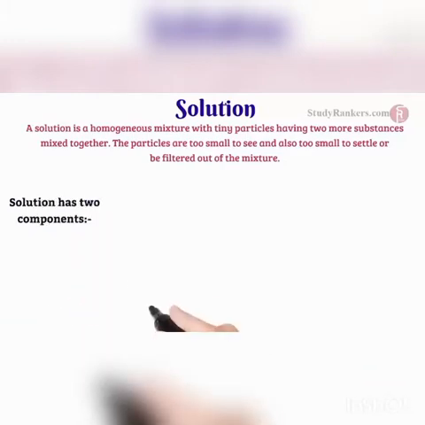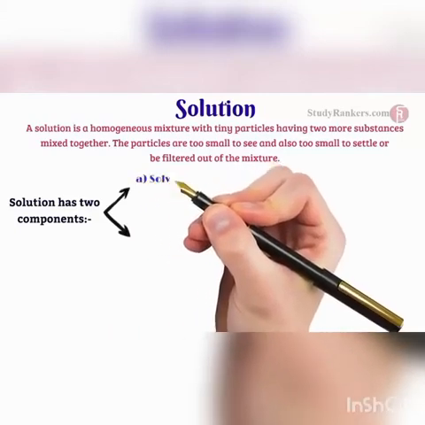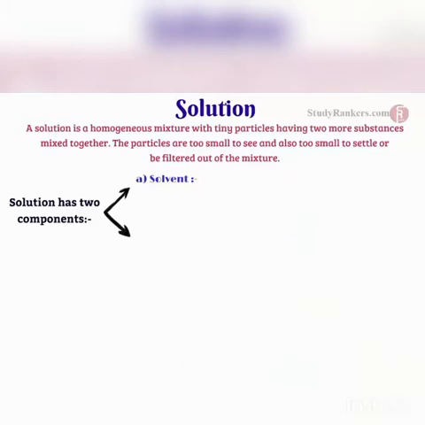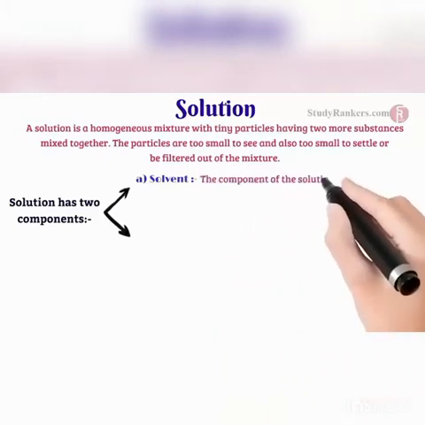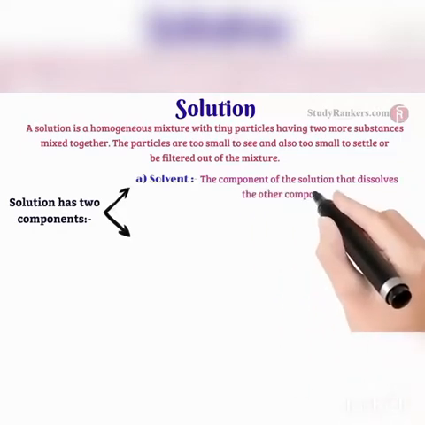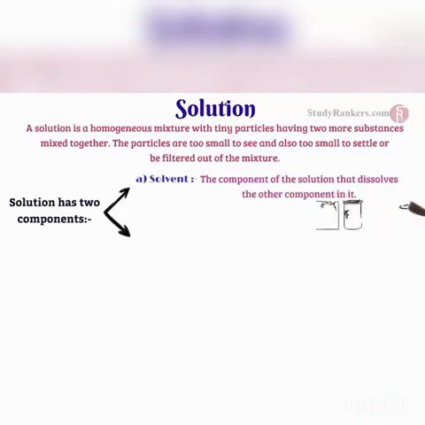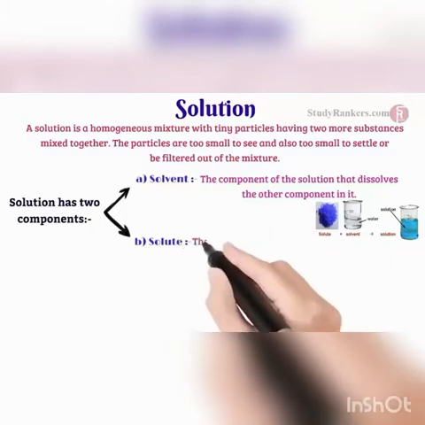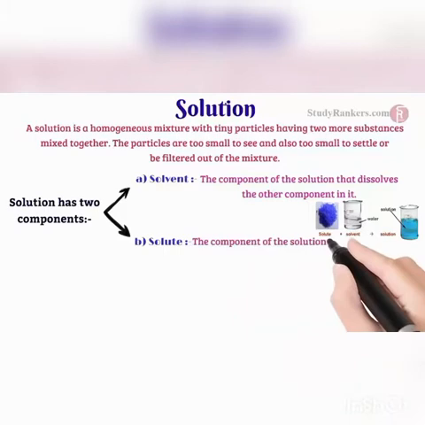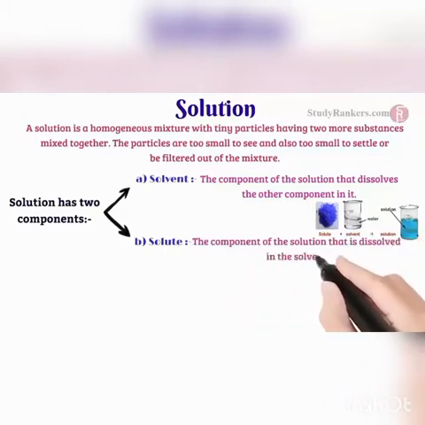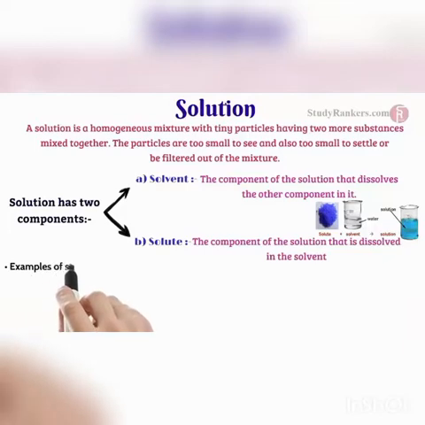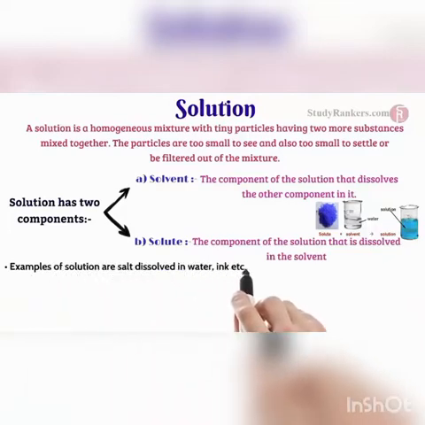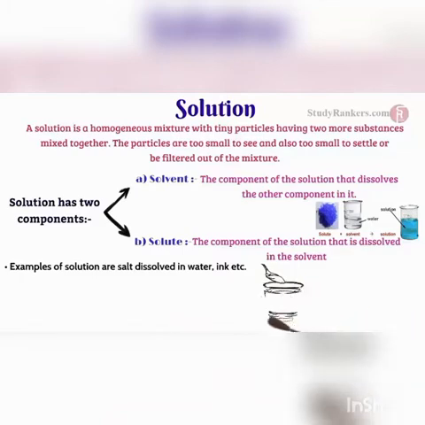Also, a solution has two components. They are solute and solvent. What are these? The component of the solution that dissolves the other component in it is called the solvent. Usually, the solvent is present in larger amount. And what is a solute? The component of the solution that is dissolved in the solvent is called the solute. Usually, the solute is present in lesser quantity. Examples of solutions are salt dissolved in water, ink, etc.